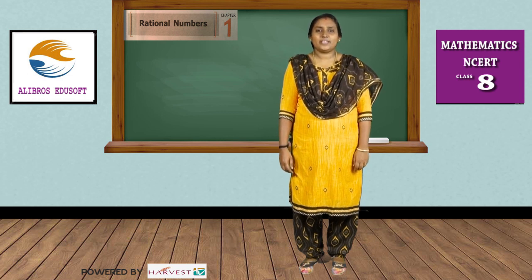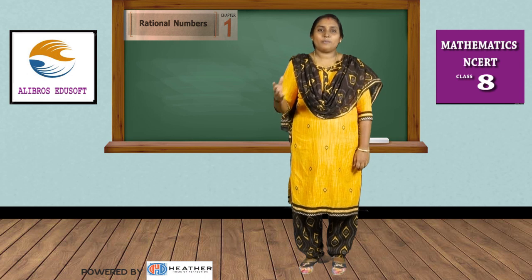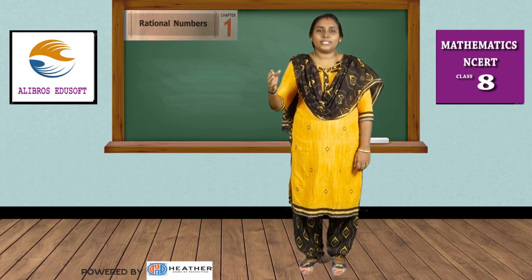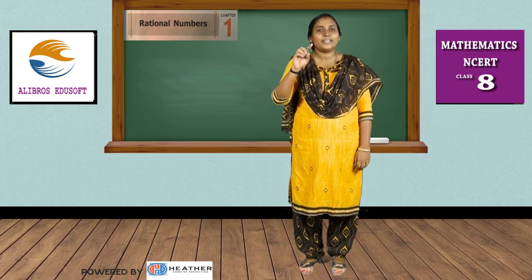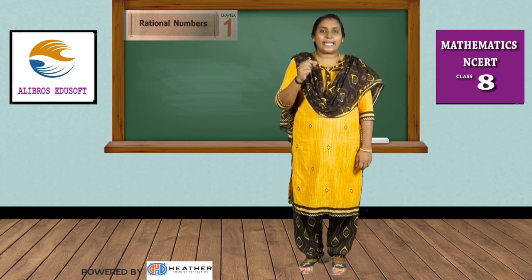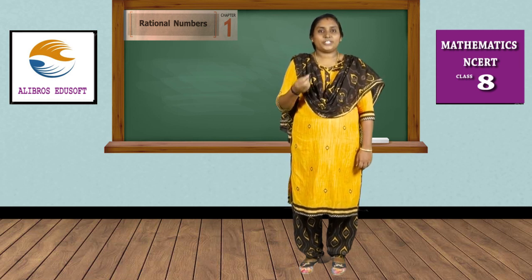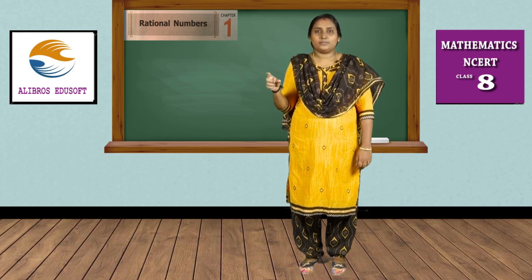And from KG, we studied the numbers. What are numbers? We are counting the numbers from 1, 2, 3 like that. And the natural numbers are 1, 2, 3, 4 like that. This natural number can be represented by the capital letter N. And we are using rulers and measuring tapes in daily life. In that we are familiar with the numbers.